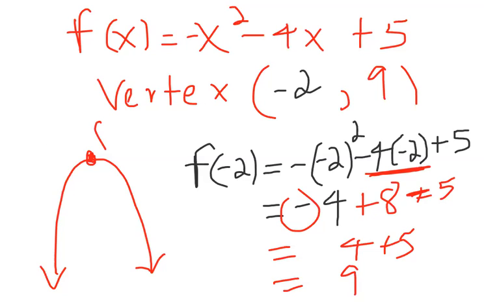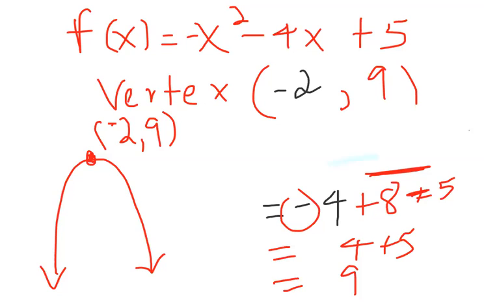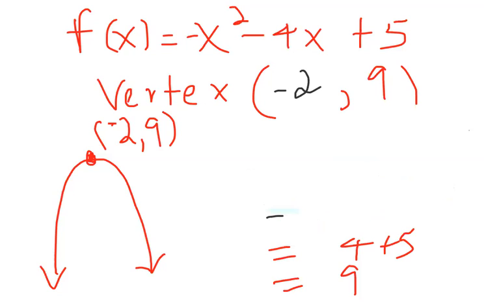Okay, -2, comma 9. That's the vertex, guys. Now, here comes the next part. And Shanibi already figured this one out too, but I have to go over it with you. And that is the axis of symmetry. The axis of symmetry goes straight through the middle of the graph, intersects the graph at the vertex.